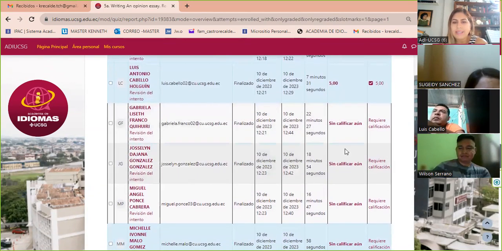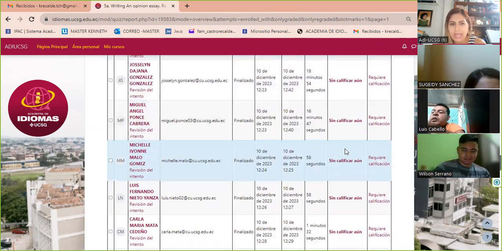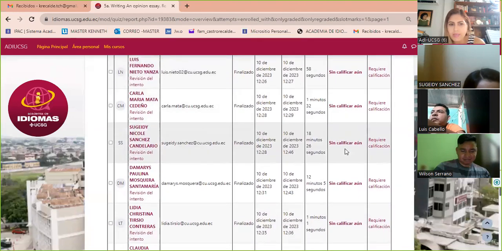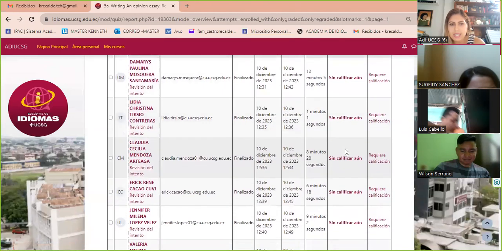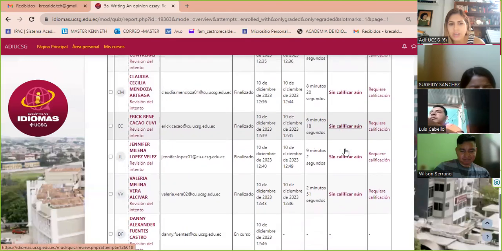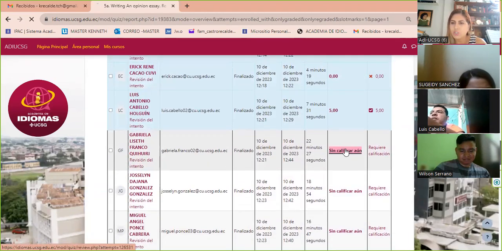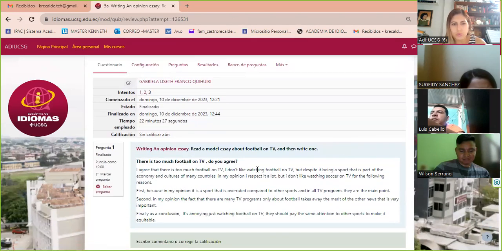Ok, vamos a ver a Gabrielita. Me falta revisar a Gabriela, Jocelyn, Miguel, Michelle, Luis Fernando, Carlita, Suheidi, Damaris, Cristina, Claudia, Eric, Jennifer, Valeria. Si no termino ahorita, los reviso más luego, no se preocupen.